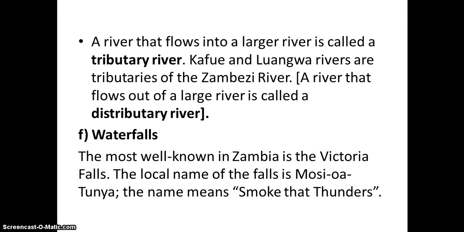Let's talk about waterfalls. Like the name suggests, this is water falling over a steep place. Most of you may know the most famous waterfalls, and that is the Victoria Falls. The most well-known waterfalls in Zambia is the Victoria Falls. Now, the local name of the falls is Mosi Otunya. That is what we call it in our local language. Can you guess what that means? What does Mosi Otunya mean? Mosi Otunya means smoke that thunders.